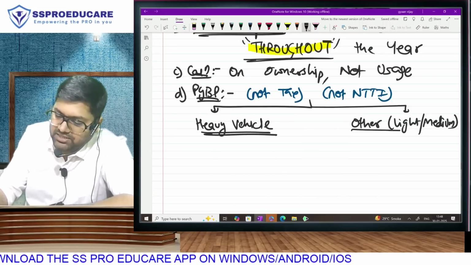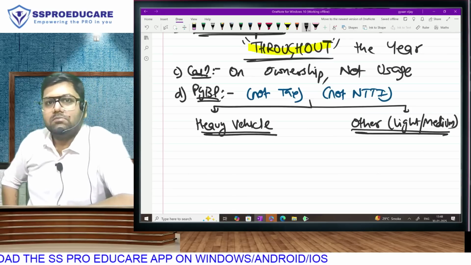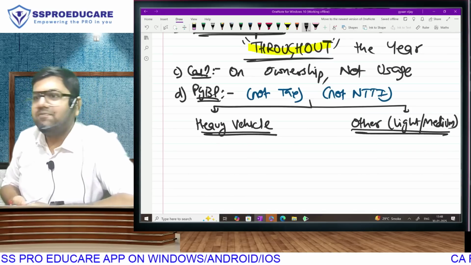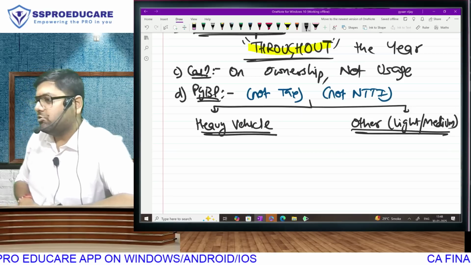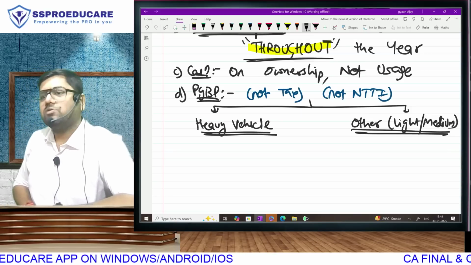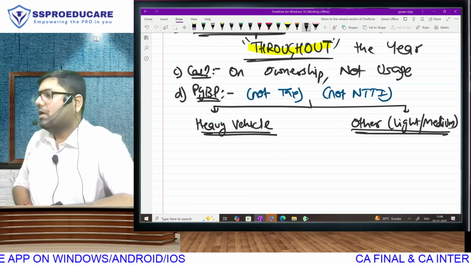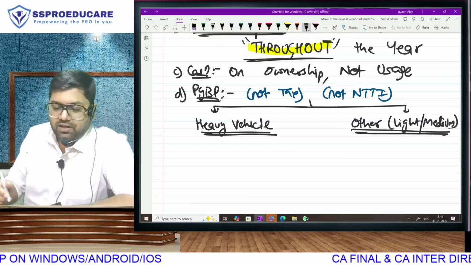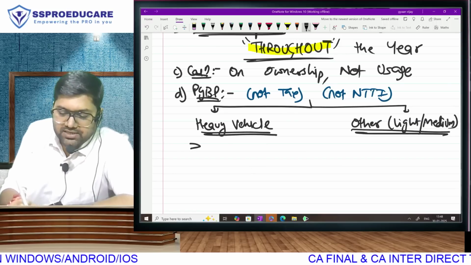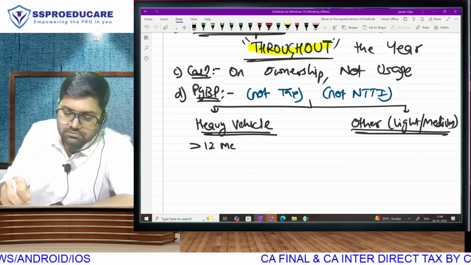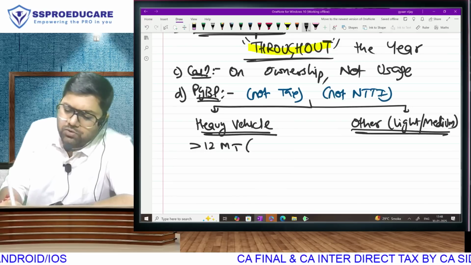See, a heavy truck means it will generate more income, so our presumptive amount will also be higher. Light and medium will generate lower income, so our amount will also be lower. What's your first question? Sir, what do you mean by heavy? Heavy means any truck which exceeds the weight of 12 metric tons. 12 tons.